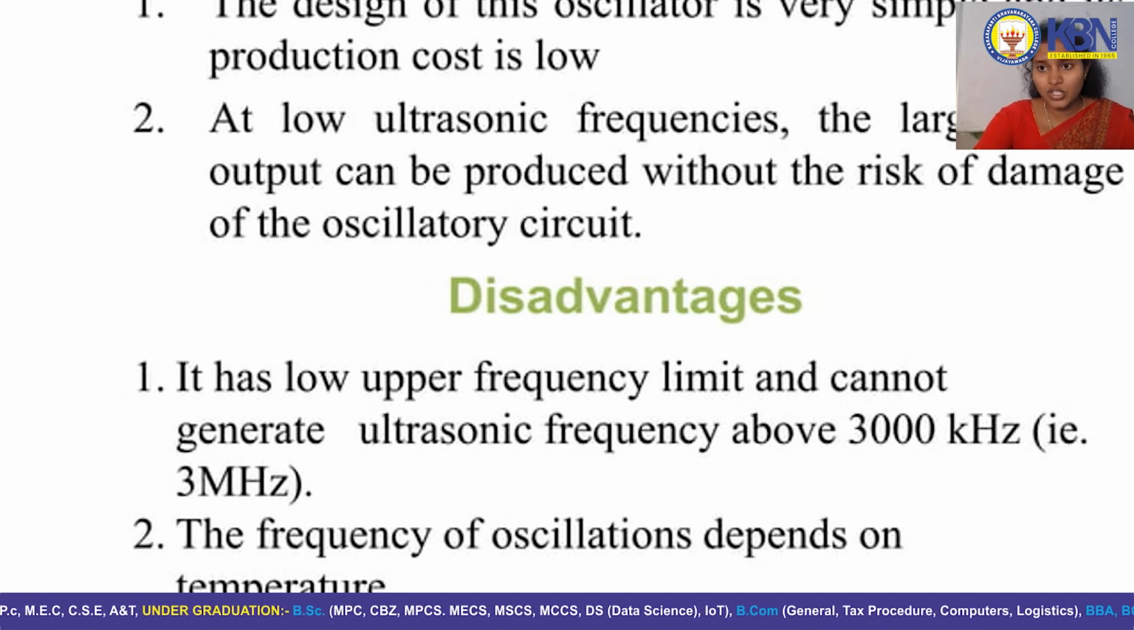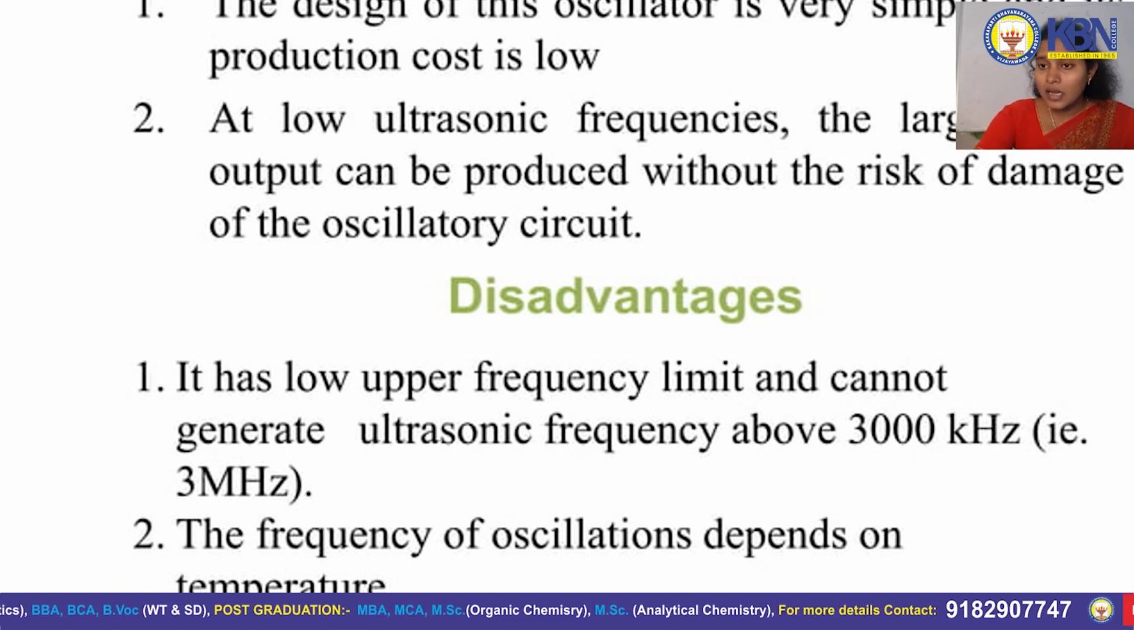Here are some of the advantages and disadvantages of this model, the magnetostriction model. The design of this oscillator is very simple, so the production cost is very low. This is one of the advantages of that method, and at low ultrasonic frequencies output can be produced without the risk of damage to any oscillatory circuit. So at low frequencies there is no damage to the circuit, which is one more advantage of the magnetostriction method.